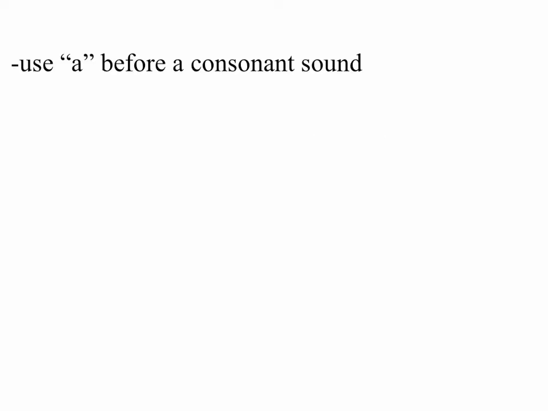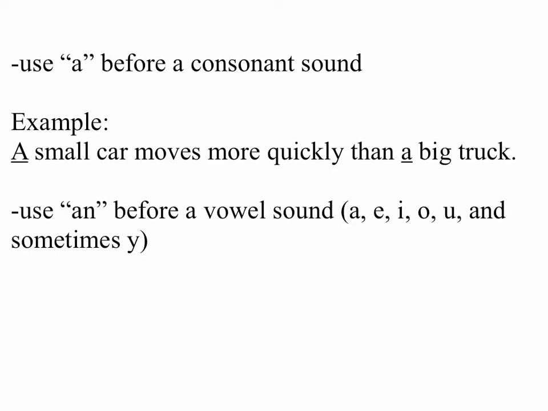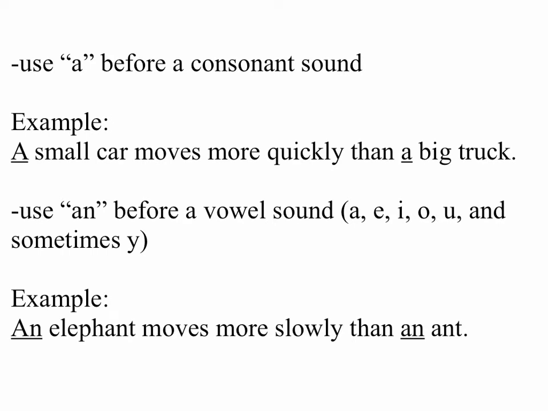You use a before a consonant sound. An example of this would be: a small car moves more quickly than a big truck. So that's just any car and any truck. You use an before a vowel sound, such as a, e, i, o, u, and sometimes y. Here's an example. An elephant moves more slowly than an ant. So that's any elephant and any ant.